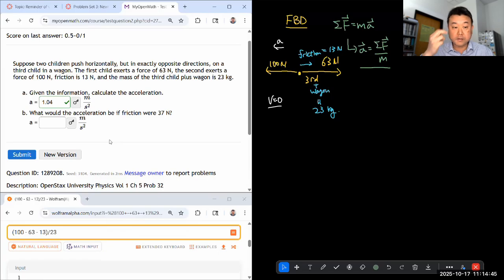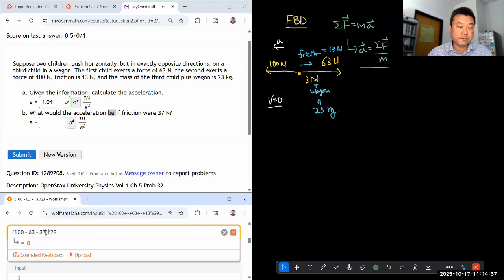What would the acceleration be if friction were 37 Newton? This is one of the reasons I like using Wolfram Alpha. It's a lot easier to make modifications to your input, unlike if it's a calculator, then I have to re-enter everything. With Wolfram Alpha, I can just make a simple edit and do that. Yeah. All right, that's the first question.